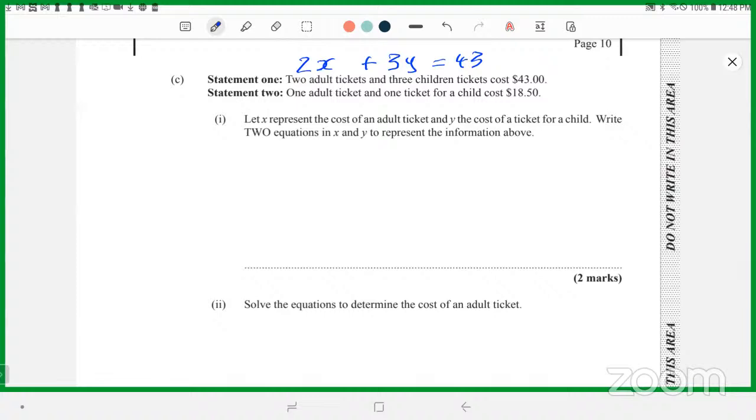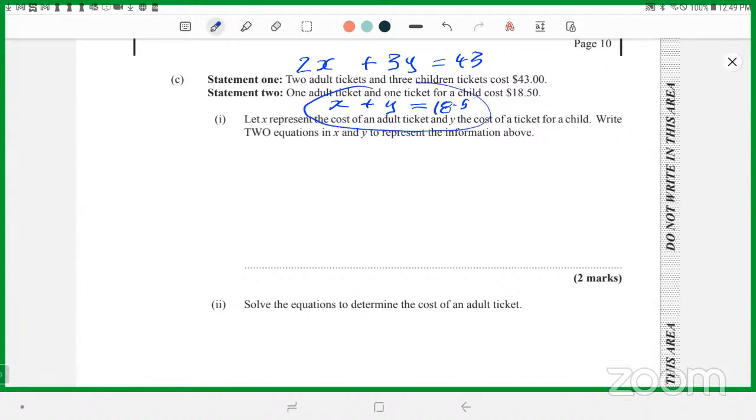And here now it was 1 adult ticket, just 1. That is like 1x or just x. And it means plus 1 child ticket. So the amount you spend on the child ticket was 1 times y, because the child ticket was y dollars, which is y. So 1 adult ticket was for x dollars, 1 child ticket for y dollars. That total is $18.50, and we're going to write 18.5. We know that we're working in dollars, right? The X and the Y are in dollars.